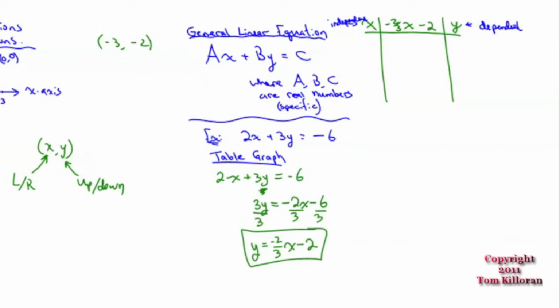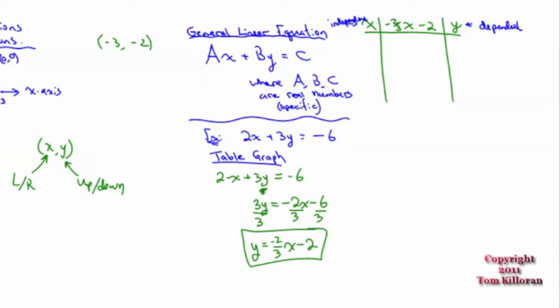Now what happens if I solve for x? Then they switch around. Then x becomes the dependent and y would become the independent. You can choose anything for y. But generally, we choose x to be the independent and y to be the dependent.